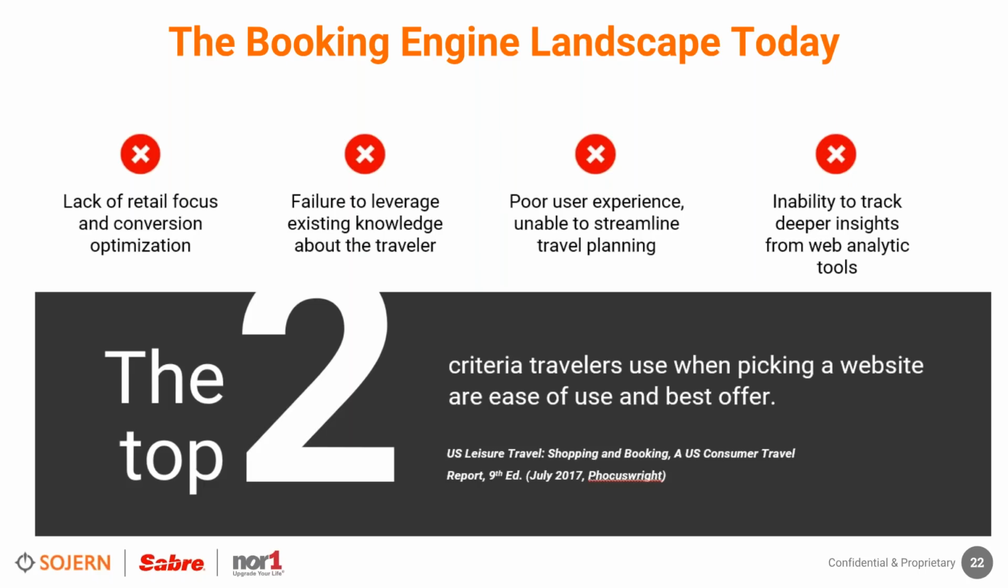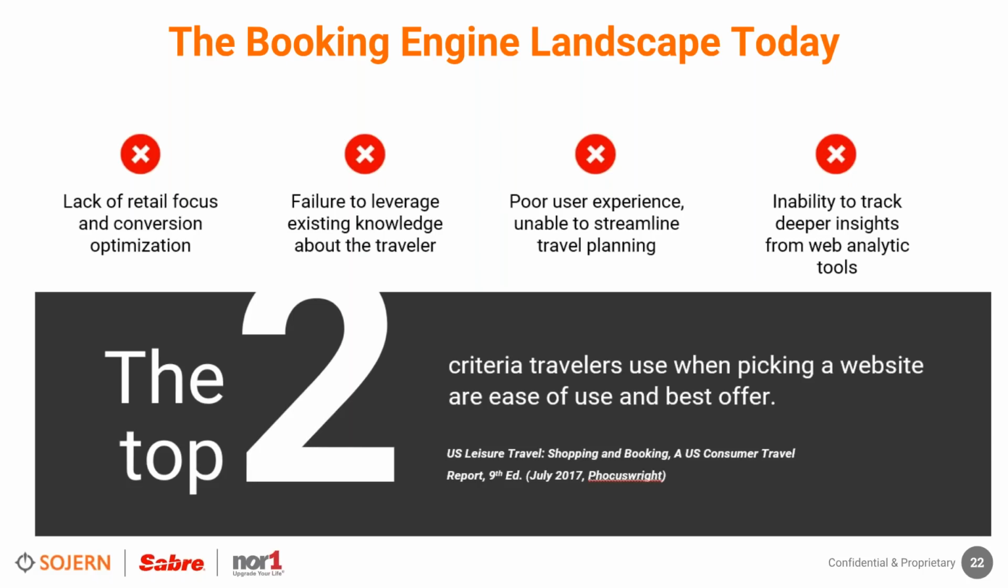The next one is poor user experience, unable to streamline travel planning. What we really mean by this, and as Shane kind of hinted, mobile is where we now see the most amount of shops coming in. The majority of booking is still done via desktop, but they start shopping on their mobile phone. And if that experience is bad, they're not going to make it to your website. And there's still tons of booking engines or websites out there that aren't responsive or don't work well with mobile. And again, you're gonna miss out on that conversion.